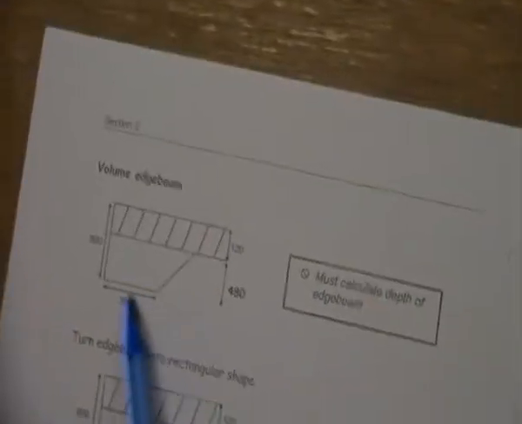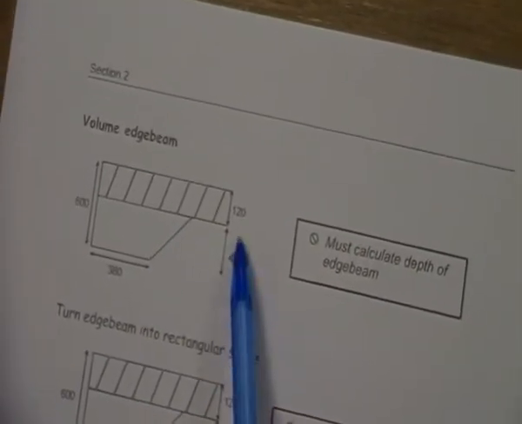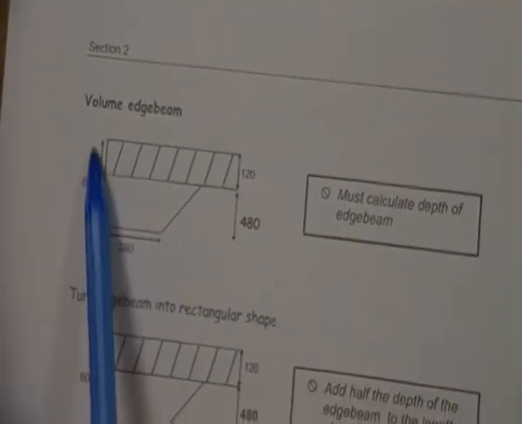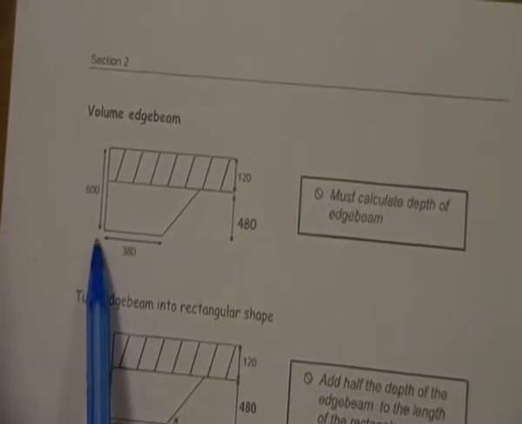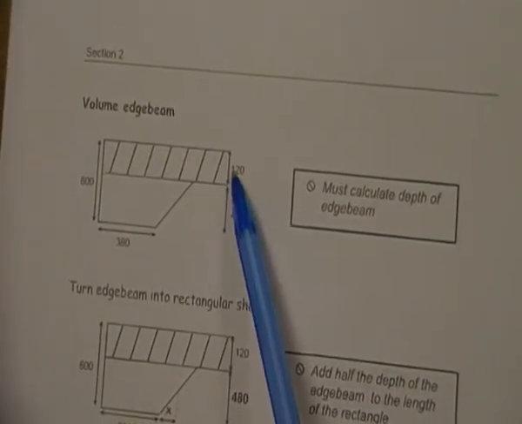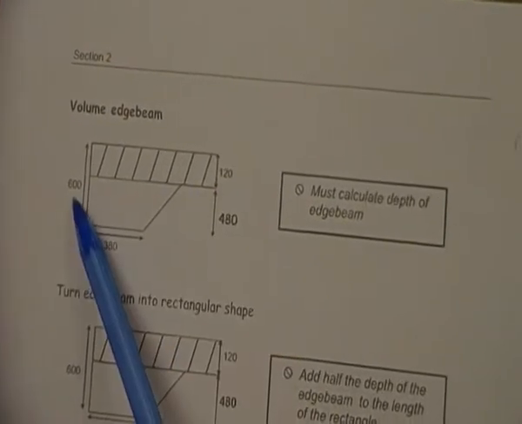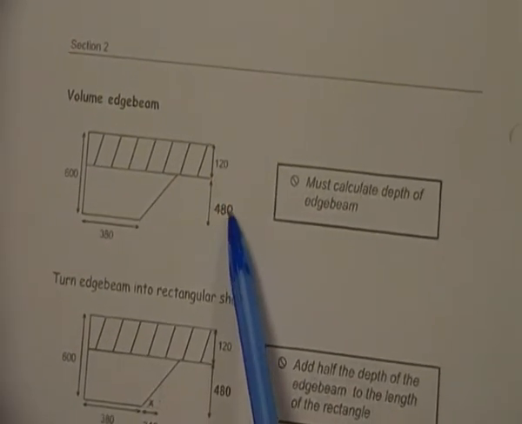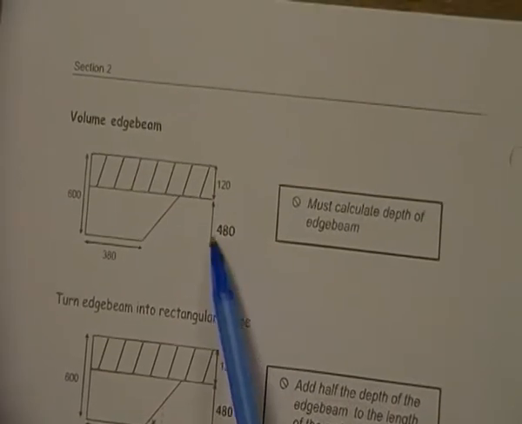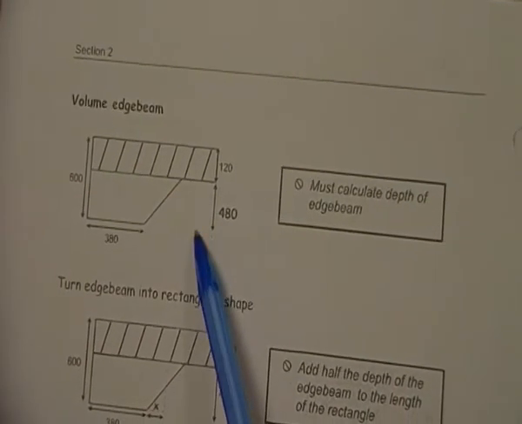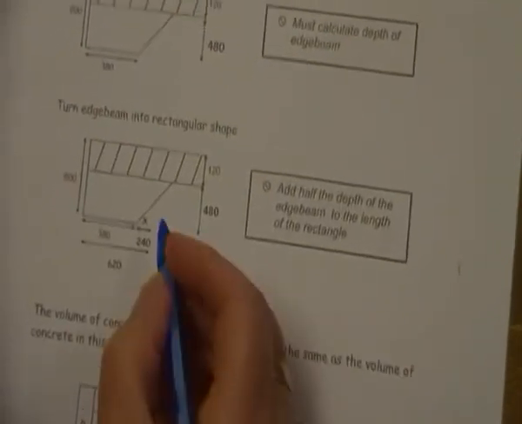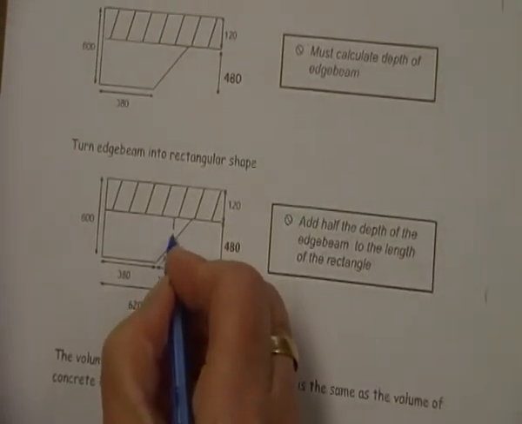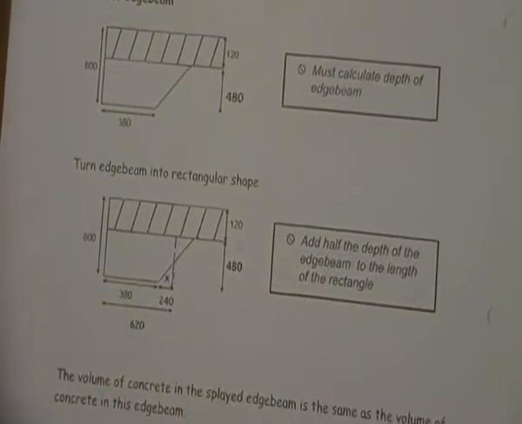We'll go over the page, and we've got to work out our edge beam now. So we've got to work out the depth. The overall thickness is 600, but 120 goes for the slab. So 600 minus 120 is going to give us 480. That's our depth there. We're going to make this a little triangle here.